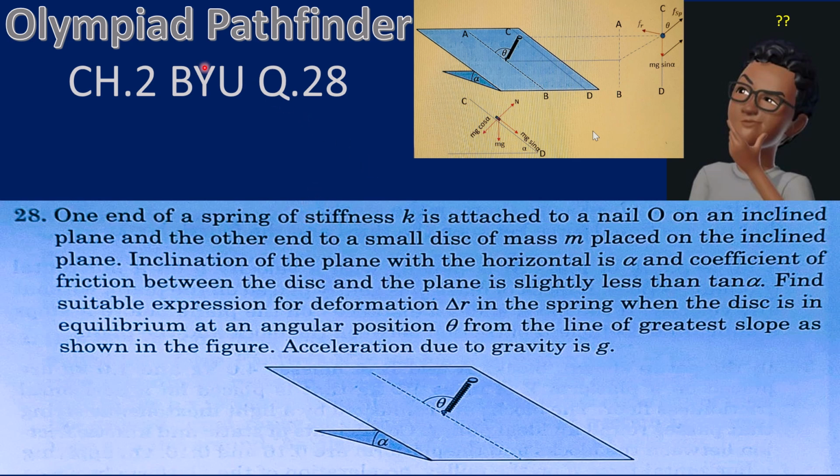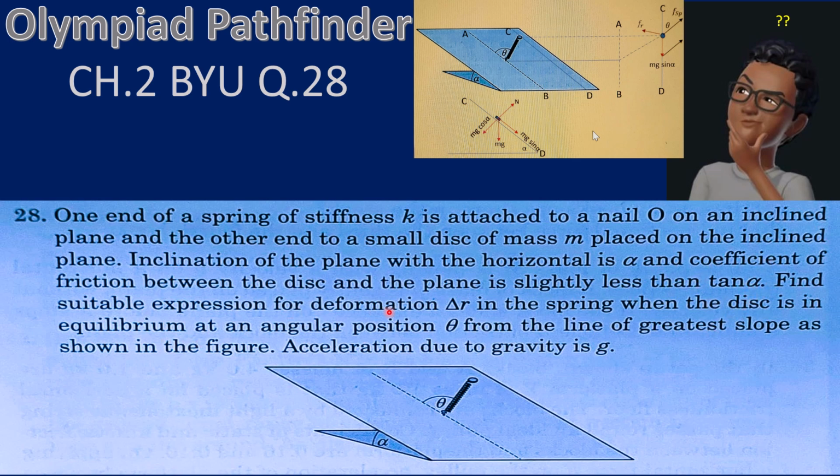This question is from Olympiad Pathfinder, Chapter 2, Build Your Understanding, question number 28. The question is: one end of a spring of stiffness K is attached to a nail O on an inclined plane and the other end to a small disk of mass M placed on the inclined plane. The inclination of the plane with the horizontal is alpha, and the coefficient of friction between the disk and the plane is slightly less than tan alpha.